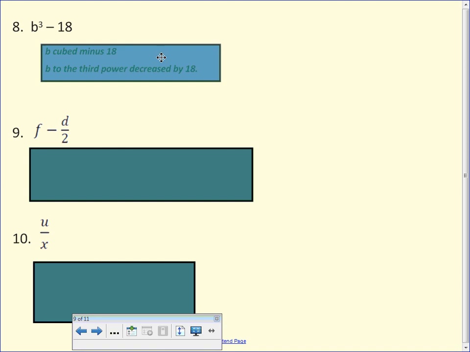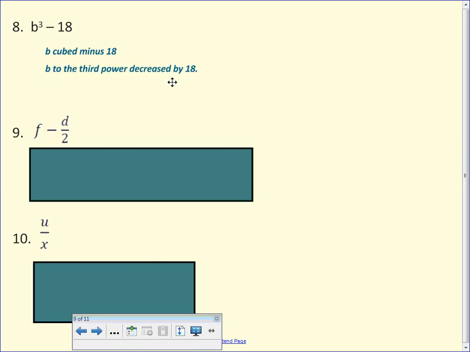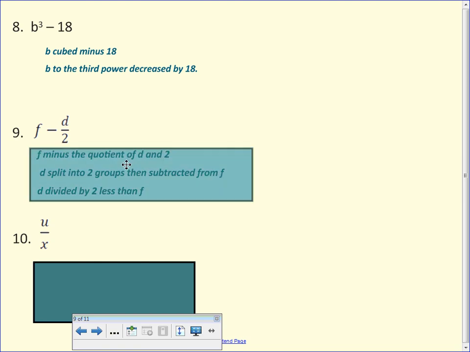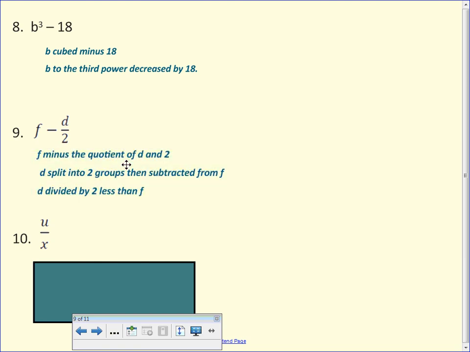Okay, let's go over 8, b cubed minus 18, b to the 3rd power decreased by 18. What about 18 subtracted from b cubed? 18 less than b cubed. I put the difference of b cubed and b. Yep, the difference of b cubed and 18.